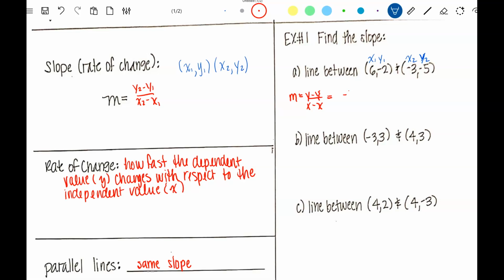So -5 minus whatever that second y is, -3 minus 6. Those signs change and you have -3 over -9, which reduces to +1/3. You always want to reduce your fractions.